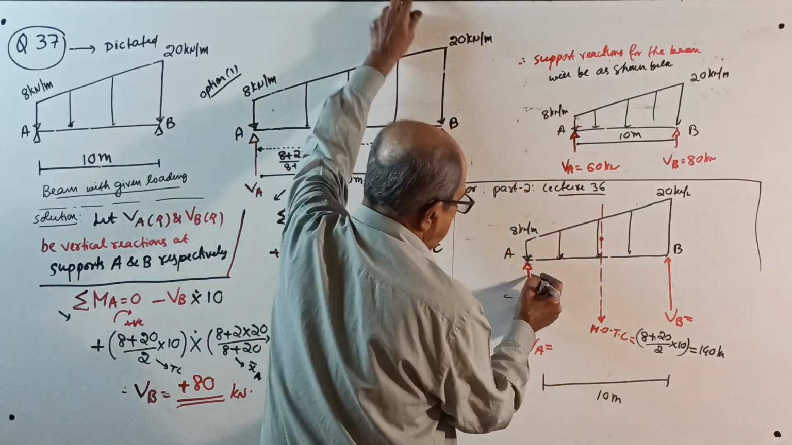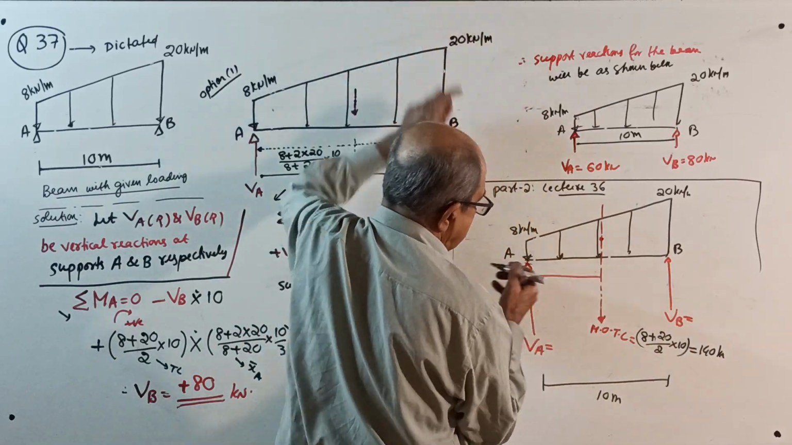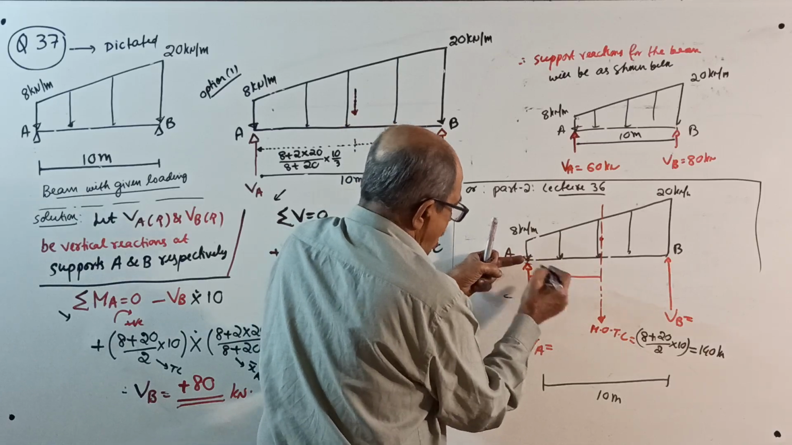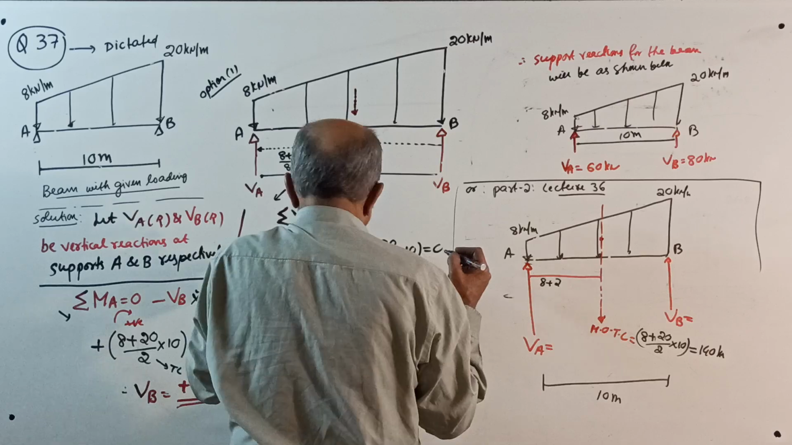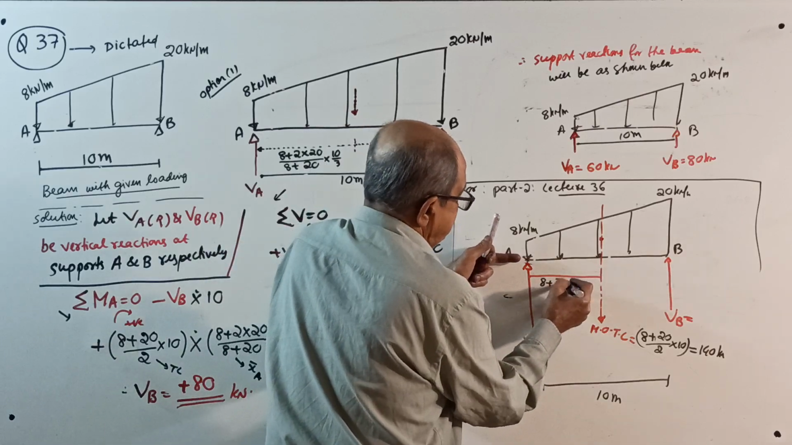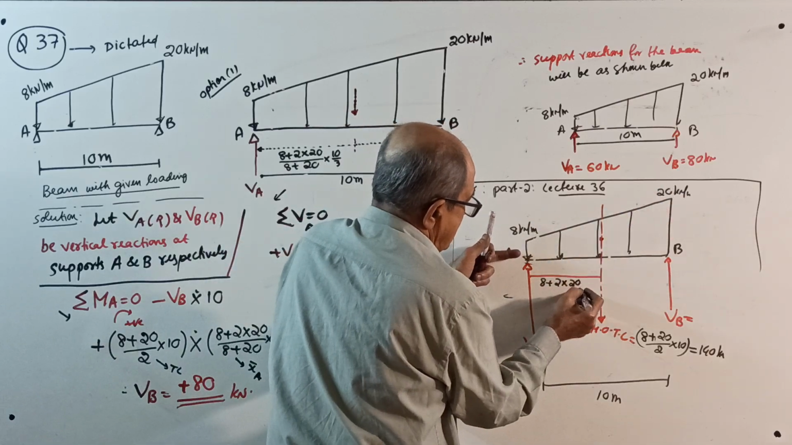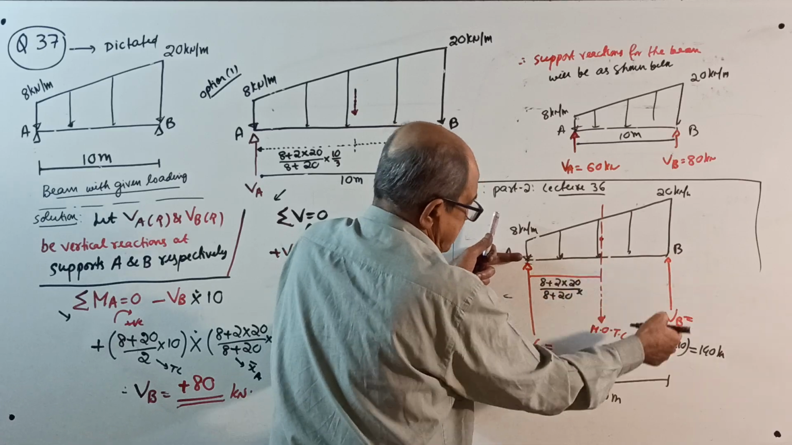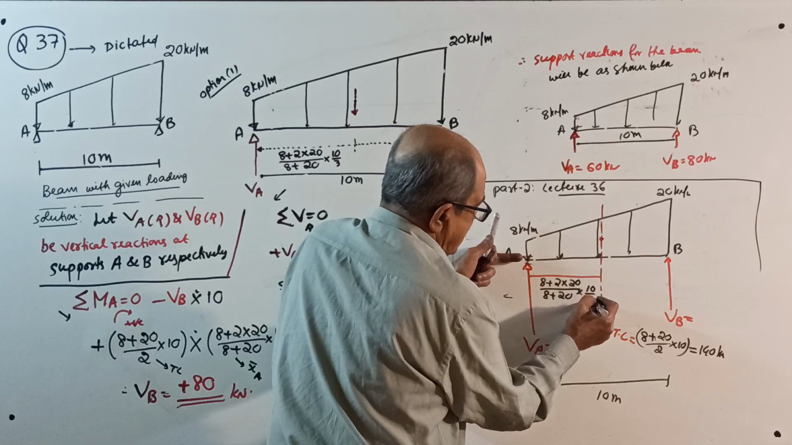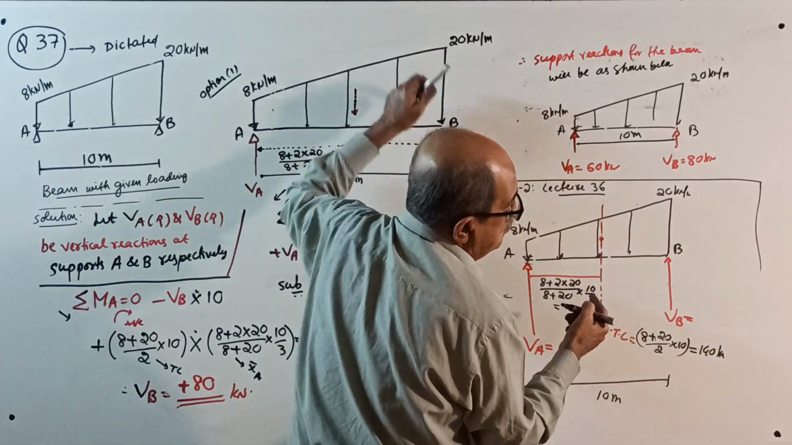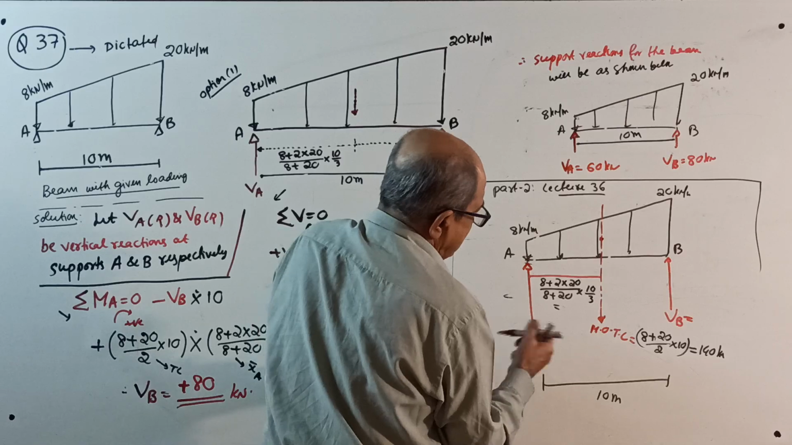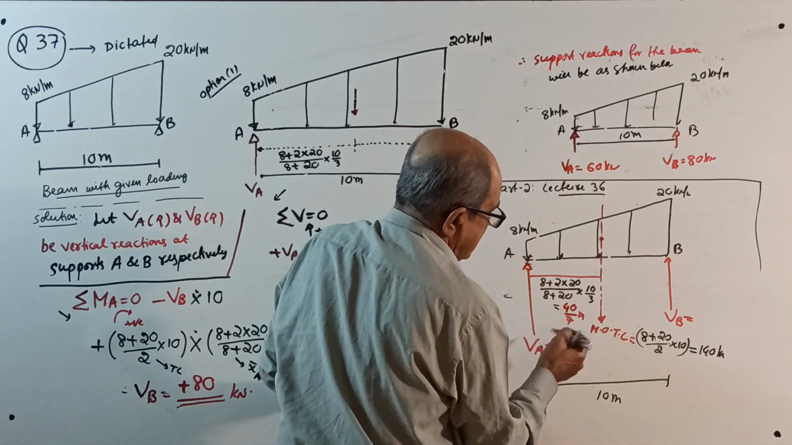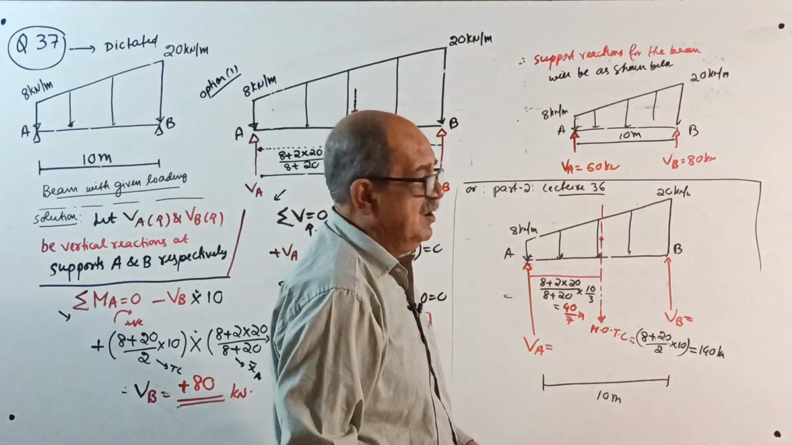Now, these two you want. See here, we want this distance. That distance is from here, 8 plus twice of 20 divided by 8 plus 20 into 10 divided by 3. I already calculated there. It comes to 40 by 7 meter. You can go for decimals actually. 40 by 7 meter, here 5 point something will come.